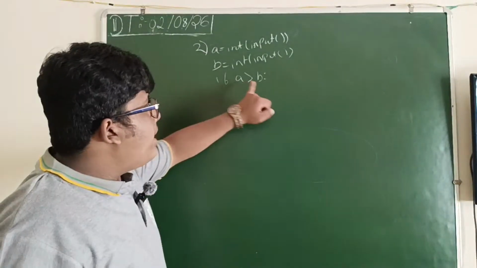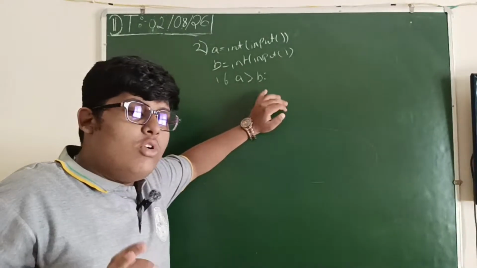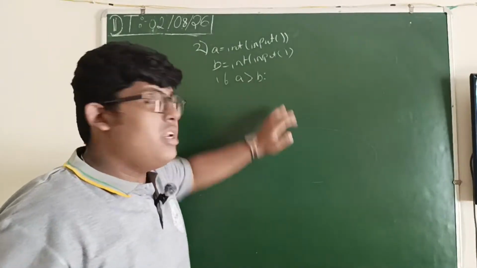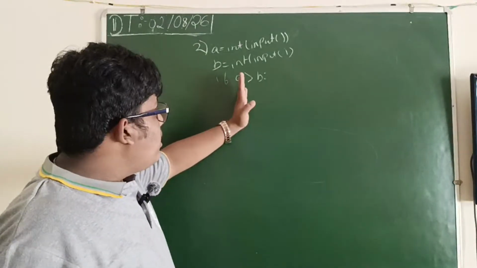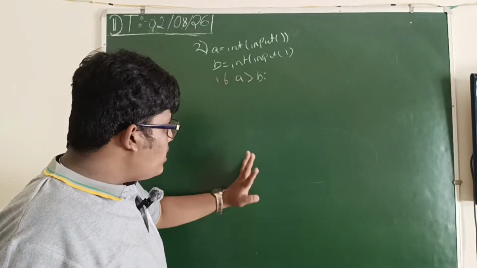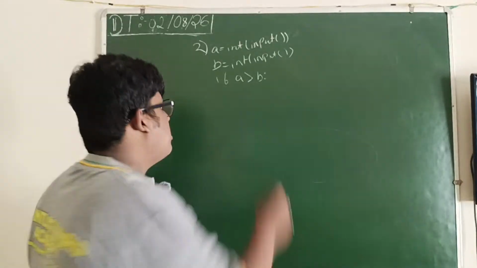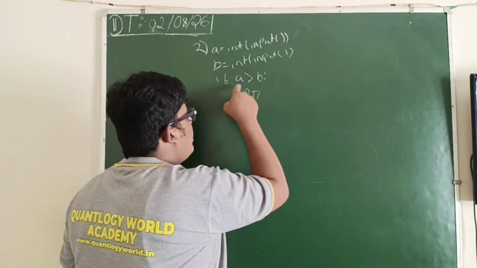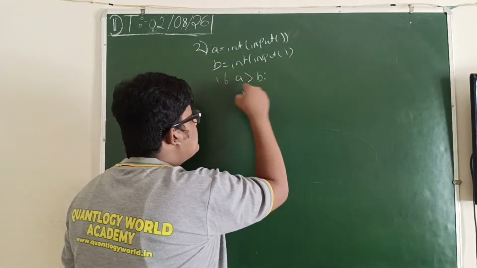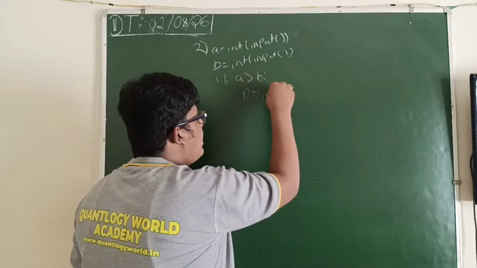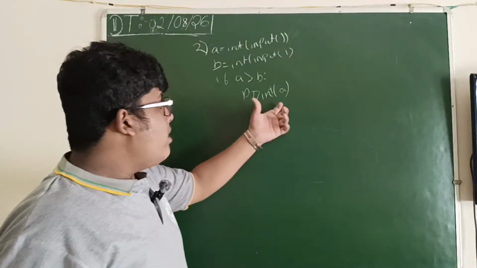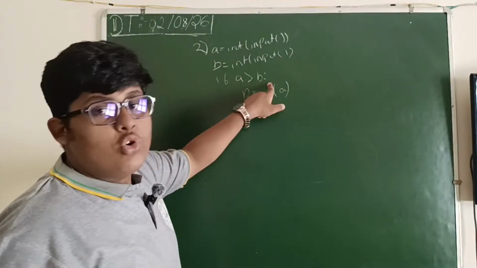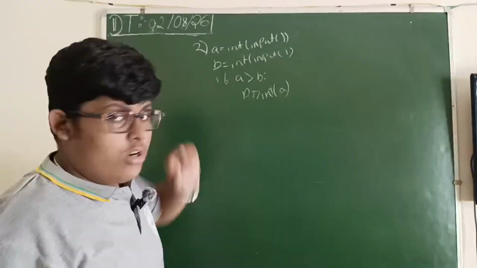If A greater than B means, as we know, a relational operator always gives the result in true or false. If it is true, then the following block of statements will run, otherwise it will not run. If we write if A greater than B, inside the indentation we will write print A. A will run when the result is true, otherwise it will not run.